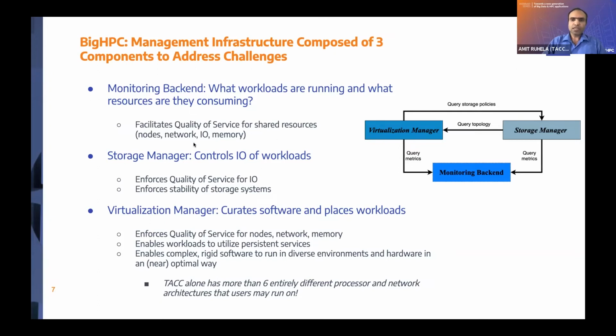Then the second component is the storage manager, which looks at the IO, or input/output, requirements of a given application, and how much they are using the different resources or memory at different levels, for example, local memory, remote memory, local cache, local disk, or maybe shared file systems. The goal of the storage manager is to streamline the IO accesses and provide a fair share of bandwidth to all the users, and it enforces quality of service for IO and provides stability to the storage systems.